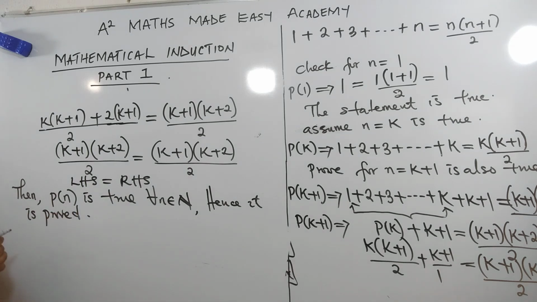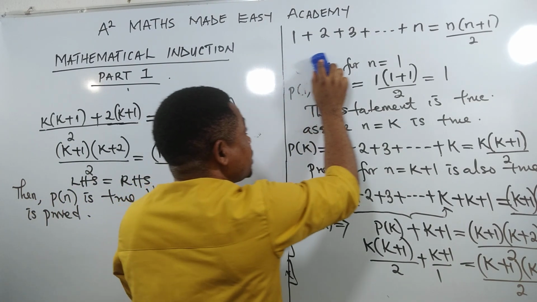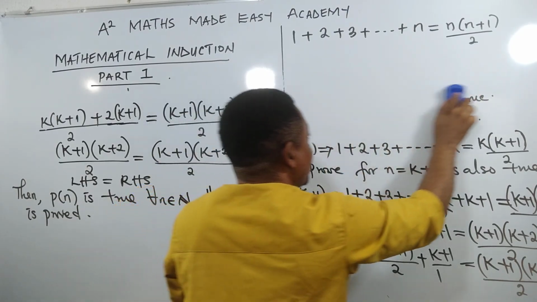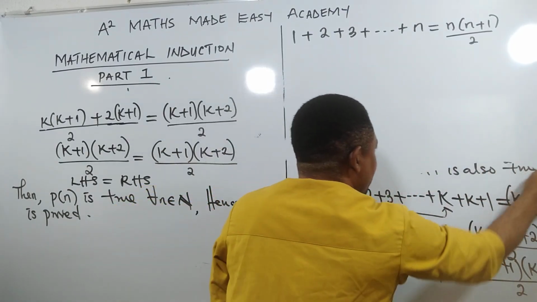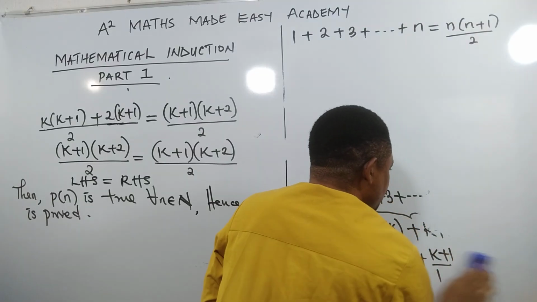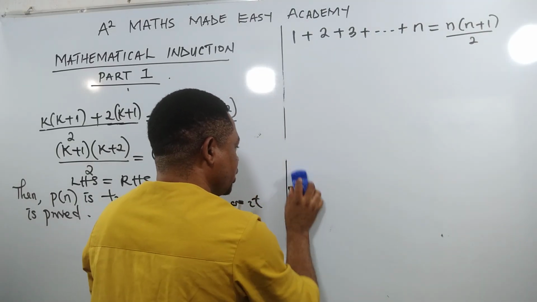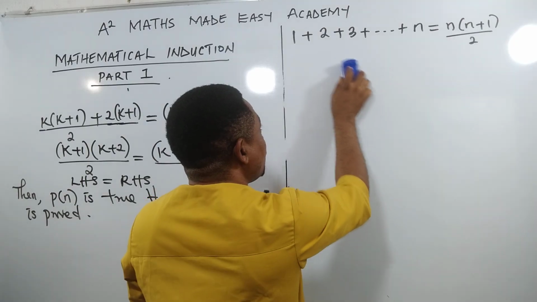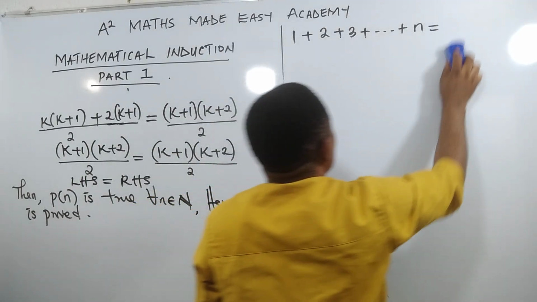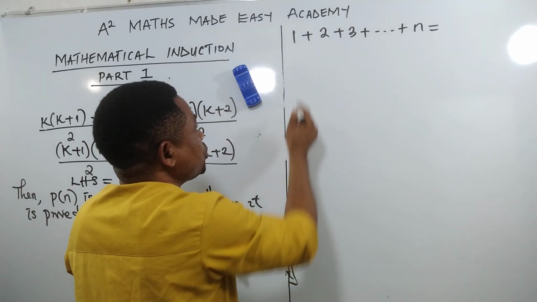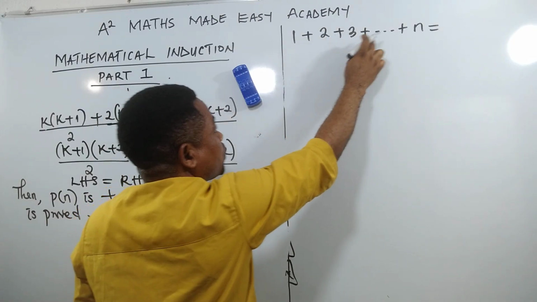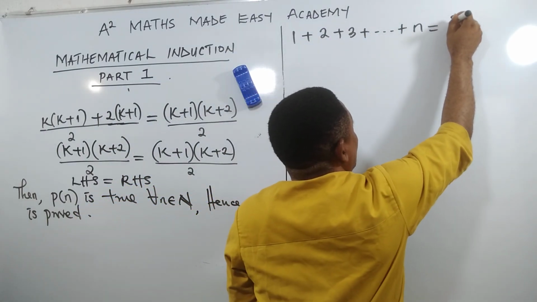Now the question is this. We are going to look at the process again. What if the question is in objective form? That is for those writing professional exams or CBT exams, or objective pen-and-paper exams. A question like this will be thrown at you: 1 plus 2 plus 3 plus ... plus n is equal to what?